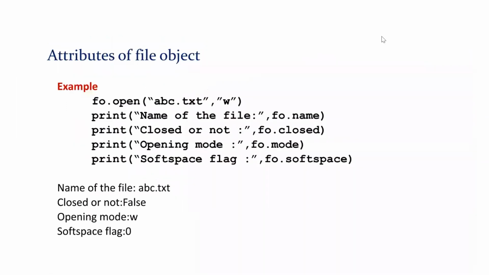And these are the application areas, whatever we have discussed in the previous slide. In the previous slide, we used file dot name, file dot open like that. Now the name is changed here: f dot open. Now I am going to open the abc.txt file with the open function, and the file object is given as fo. I am going to write.